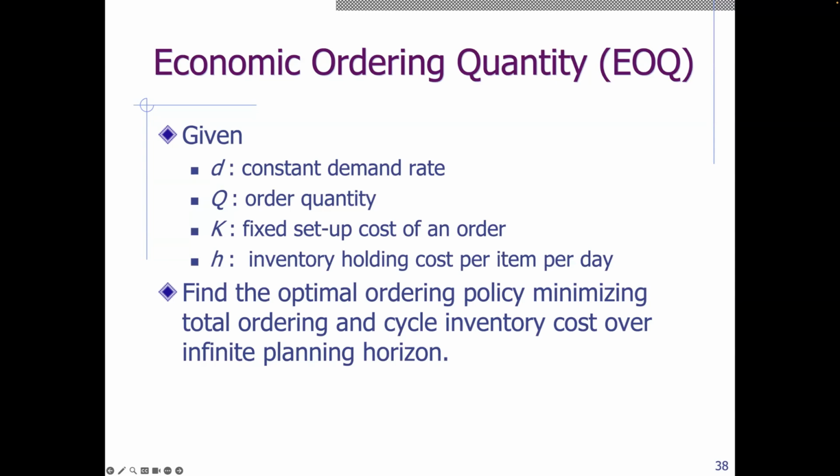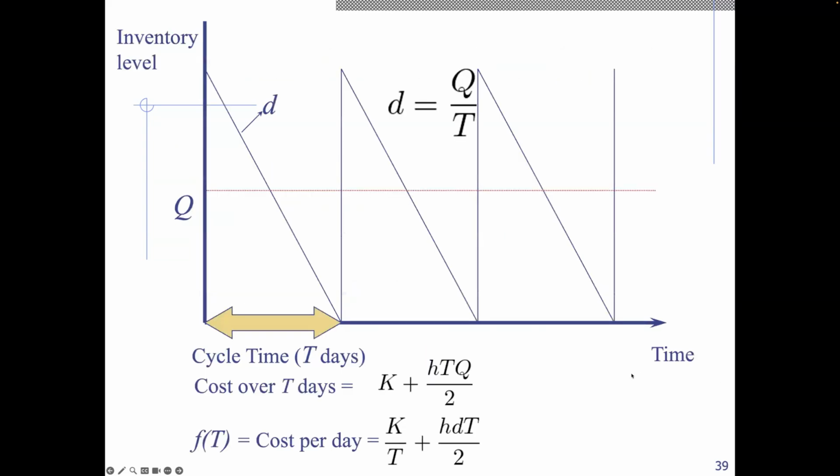To find the optimal policy, we consider the inventory level as a function of time as shown in this figure. Without loss of generality, we can assume that initial inventory is 0 and the lead time is also 0. Inventory level becomes the so-called sawtooth pattern. The time between two successive orders is called cycle time, denoted by T. It's a variable. The total cost in a cycle of length T is K plus HTQ/2, where K is the fixed ordering cost and Q/2 is the average inventory level. So HTQ/2 is the inventory holding cost during the cycle.